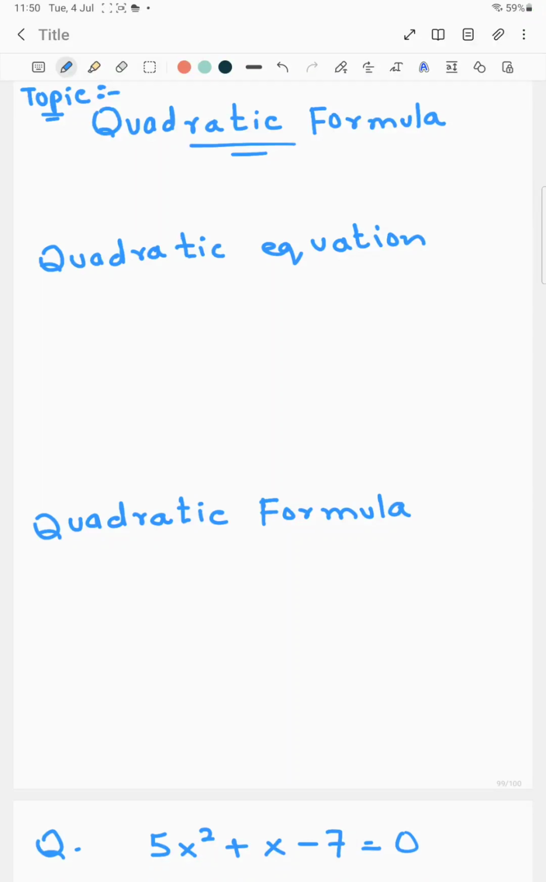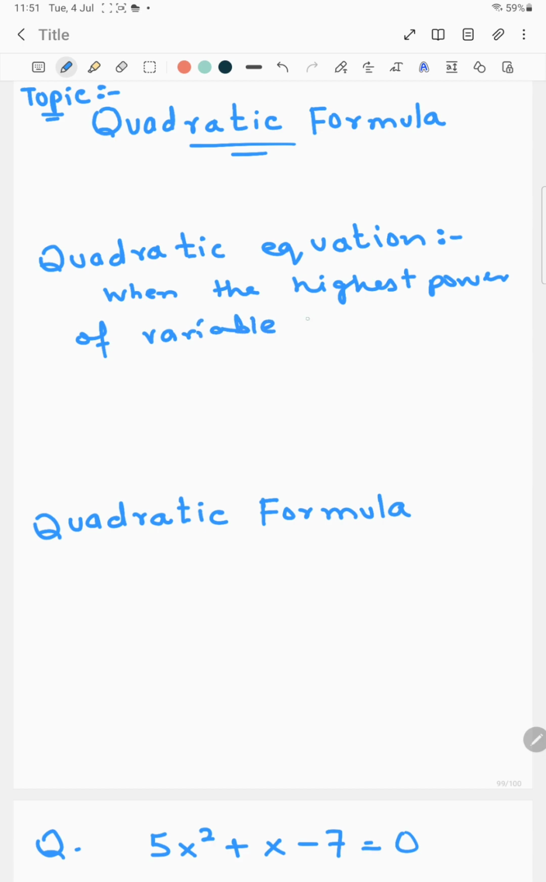In this video, we will learn how to use the quadratic formula for solving a quadratic equation. So for a quadratic formula, first we should know what a quadratic equation is. Remember one thing: it is when the highest power of the variable is 2. So the general form of the quadratic equation is ax square plus bx plus c is equal to 0.